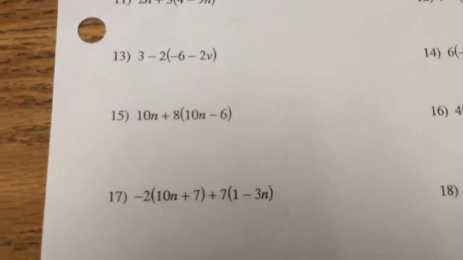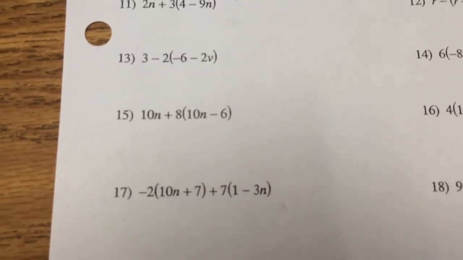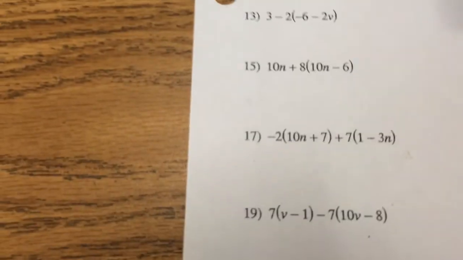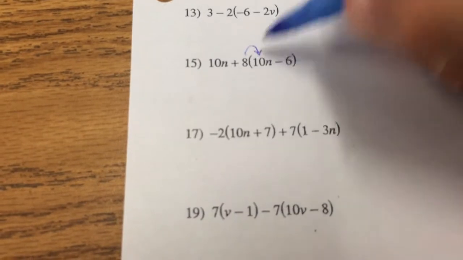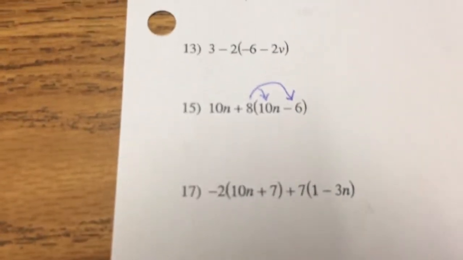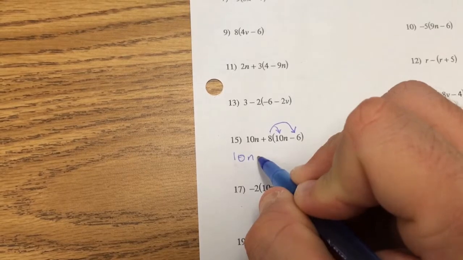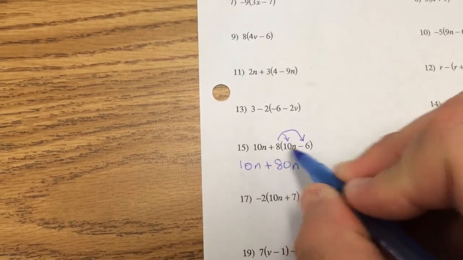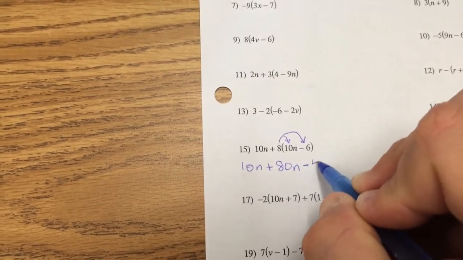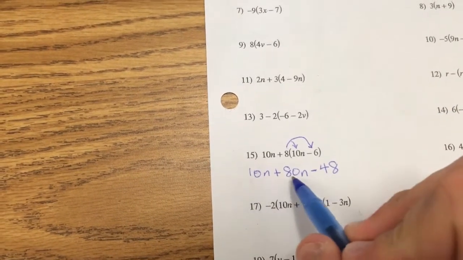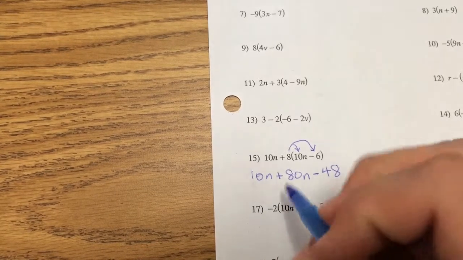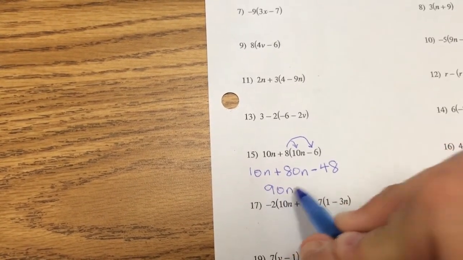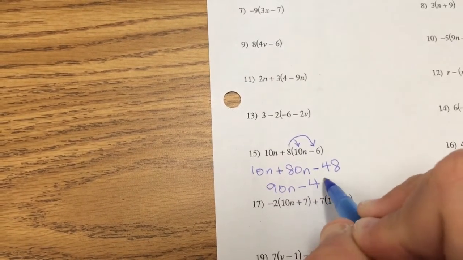We have 10n plus 8, and then in parentheses 10n minus 6. Now we know from distributive property we're going to go ahead and do 8 times 10n and 8 times a negative 6. So I can rewrite my 10n plus, this is going to be 80n, and then 8 times the negative 6 will be negative 48. So I look for my like terms and I here see we've got 10n plus 80n. That's going to be 90n, and then my constant minus 48. And I'm done. Let's move on.